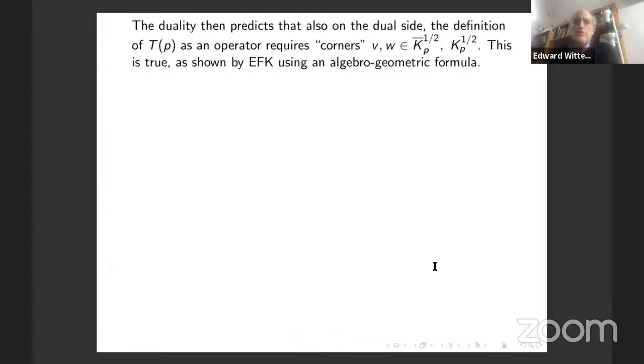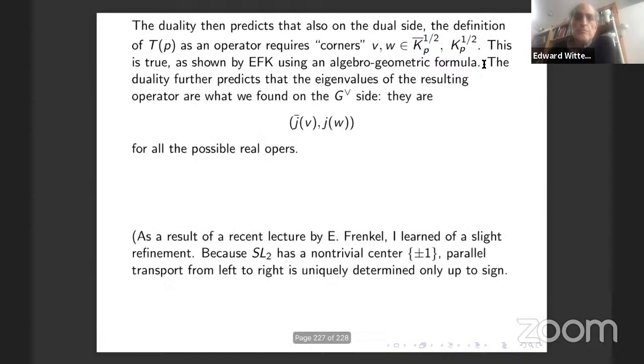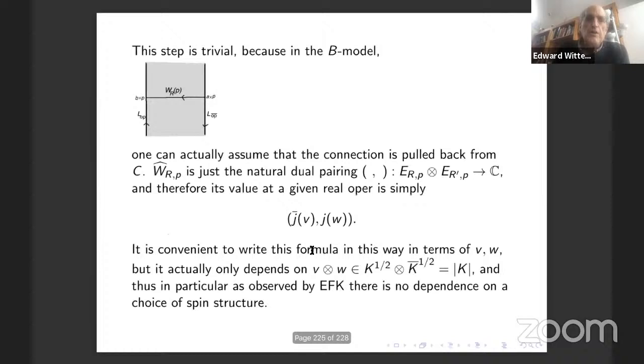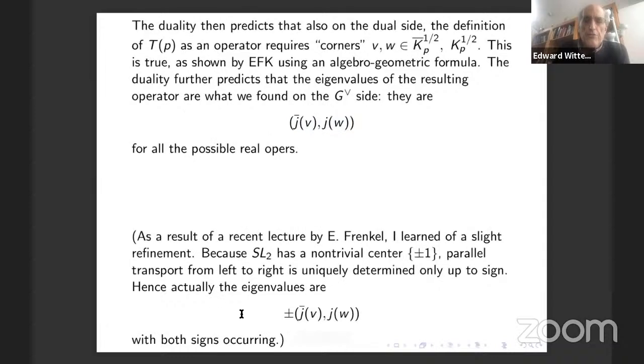So then the duality predicts that on the dual side, the definition of the 't Hooft operator as an operator requires corners in these spaces. That's true, as was shown by EFK using an algebraic geometry formula. And the duality predicts that the eigenvalues of the resulting operator are what we found on the dual side, namely this, for all possible real oper pairs. Except that as a result of a recent lecture by Edward Frenkel, I learned of a slight refinement. Because SL2 has a non-trivial center, plus or minus 1, when I said that parallel transport from left to right was trivial, it's actually only trivial up to an element of the center. And therefore, the eigenvalues are plus or minus what I said, with both signs occurring.